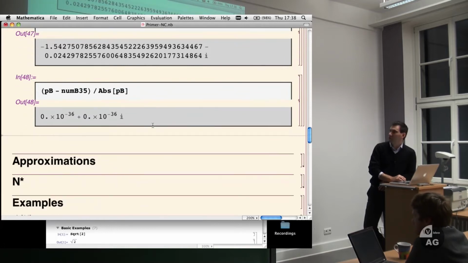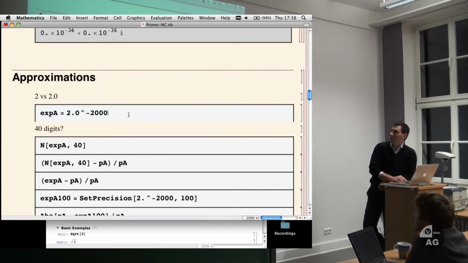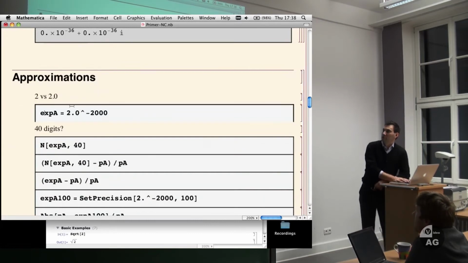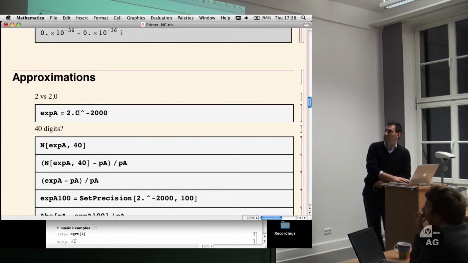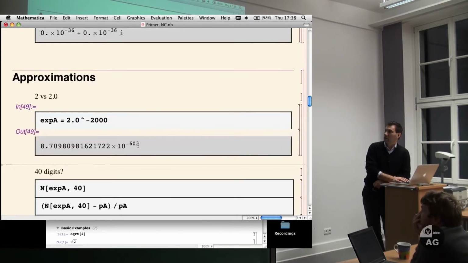So you got the idea. Now we go to approximations. Before I had 2 to the power of minus 2000, now I have a real number to the power of 2000, or minus 2000. And it's a very, very small number. But you see the difference, right? Before we had a fraction, now we have something that is not a fraction.